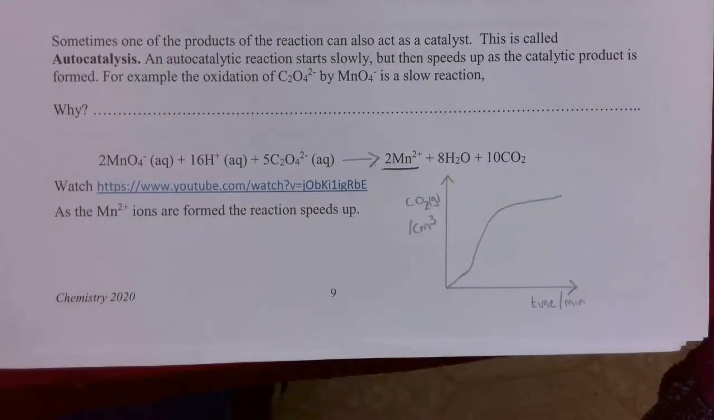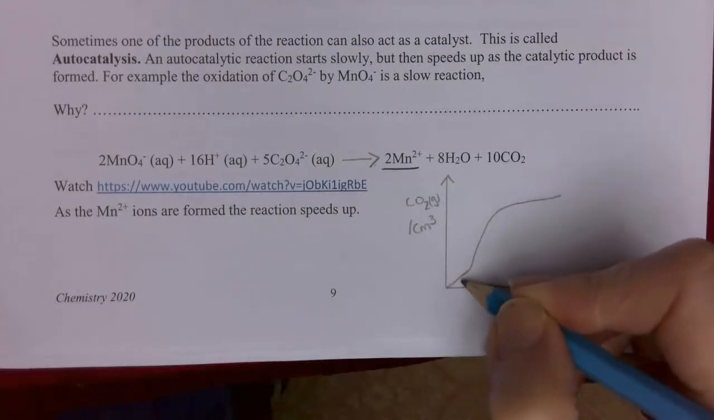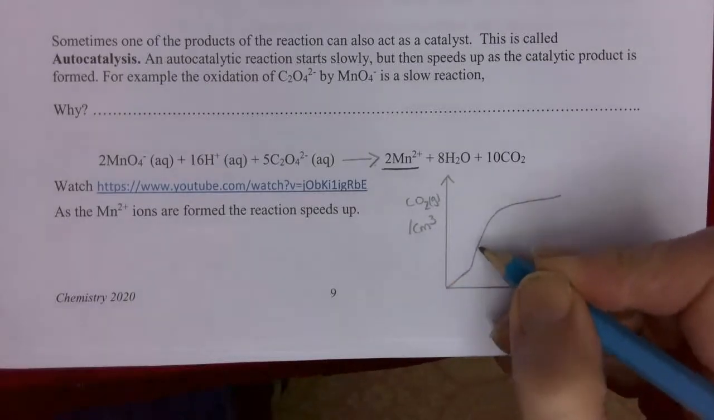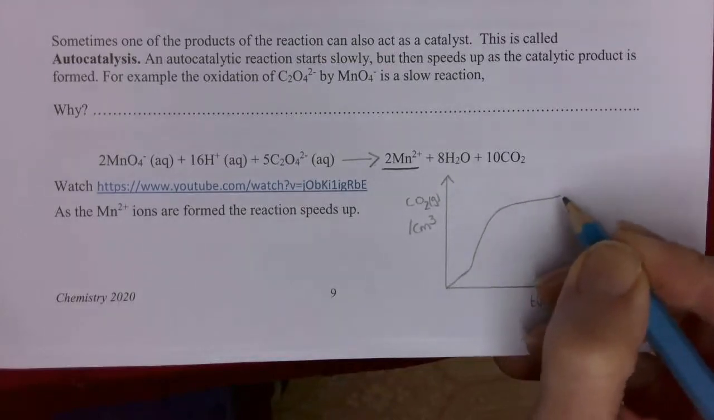So these kinds of reactions are very easy to spot because of this very distinctive shape they have on a concentration time graph. In other words, they start off really slowly and then they accelerate. The rate of reaction significantly increases until you've got all of your carbon dioxide.